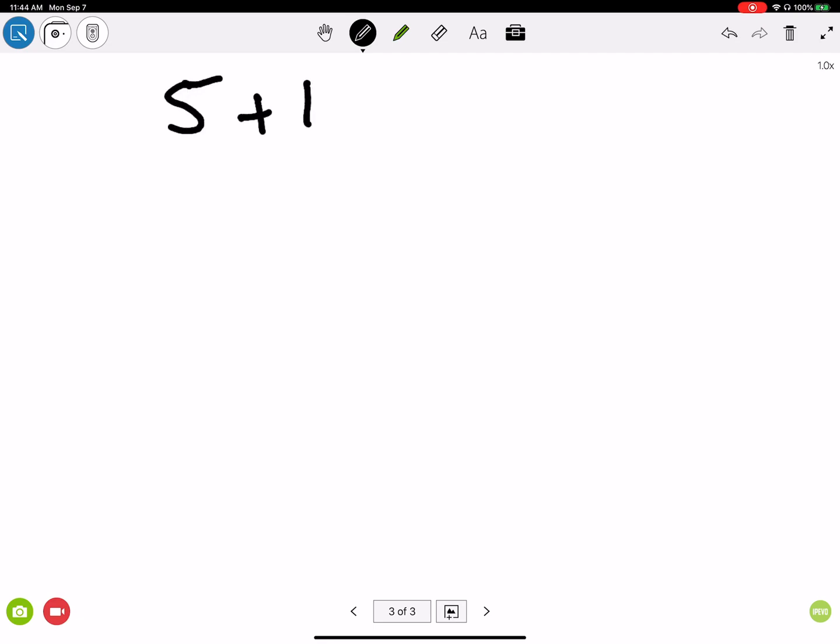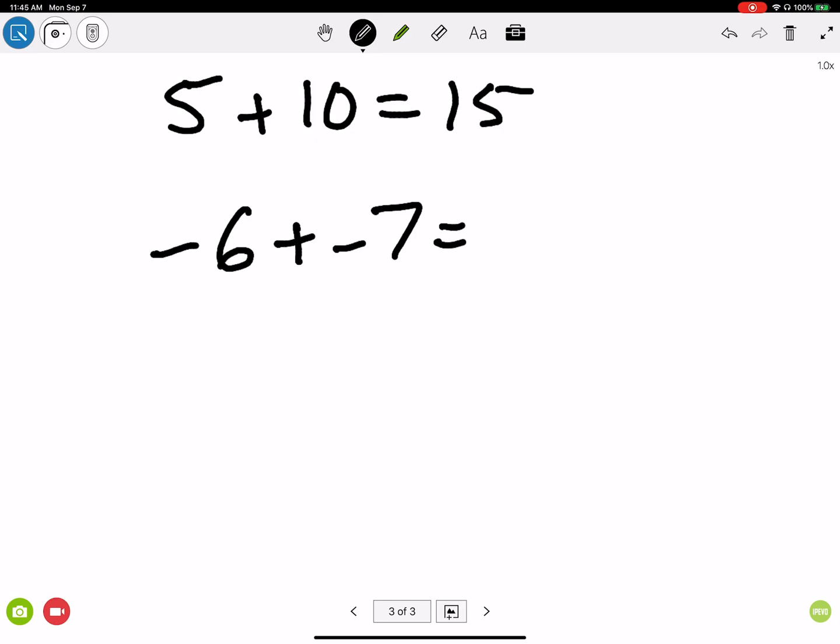5 plus 10, you guys should all know the answer to that. It's 15. If I gave you negative 6 plus negative 7, all you have to really think about is, okay, they're both negative, so my answer has to be negative, and 6 plus 7 is 13. Okay? That's it. You just add them like you normally would.